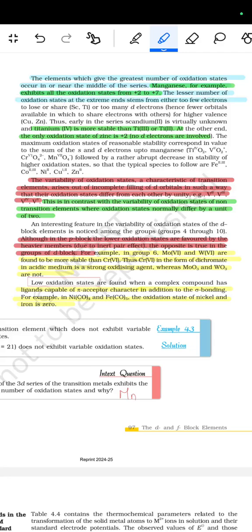stems from either too few electrons to lose or share, scandium and titanium, or too many d electrons, hence fewer orbitals available in which to share electrons with others, for the high valence of copper and zinc. Thus early in the series scandium(II) is virtually unknown and titanium(IV) is more stable than titanium(III) or titanium(II). At the other end, the only oxidation state of zinc is +2, no d electrons are involved.